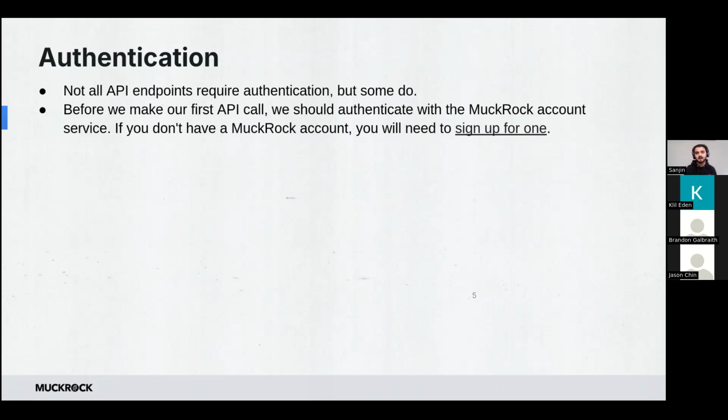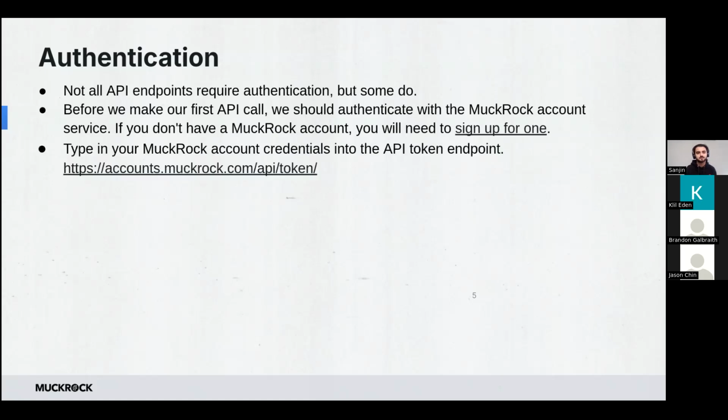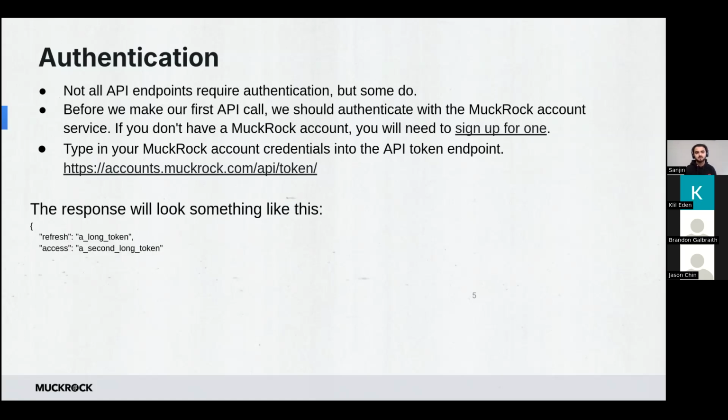If you don't have a MuckRock account, you'll have to sign up for one first, and then you can go through to get a token for API access. So once you've created your MuckRock account credentials, you reach the API token endpoint. You can type your credentials into that site directly, or you can send a request to that endpoint. The response will look something like this. So you receive two tokens, one being an access token and one being a refresh token.